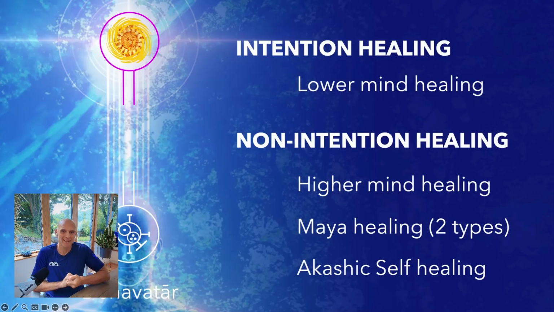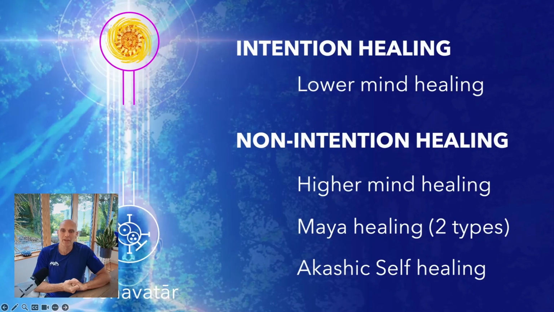So really, this lesson, to be honest, there's a lot of information in this lesson, I have to say, but you can boil it down to two main parts: Maya healing and Akashic self-healing. So always remember that. And I'm going to do little summaries through the lesson as we go so we don't get lost.